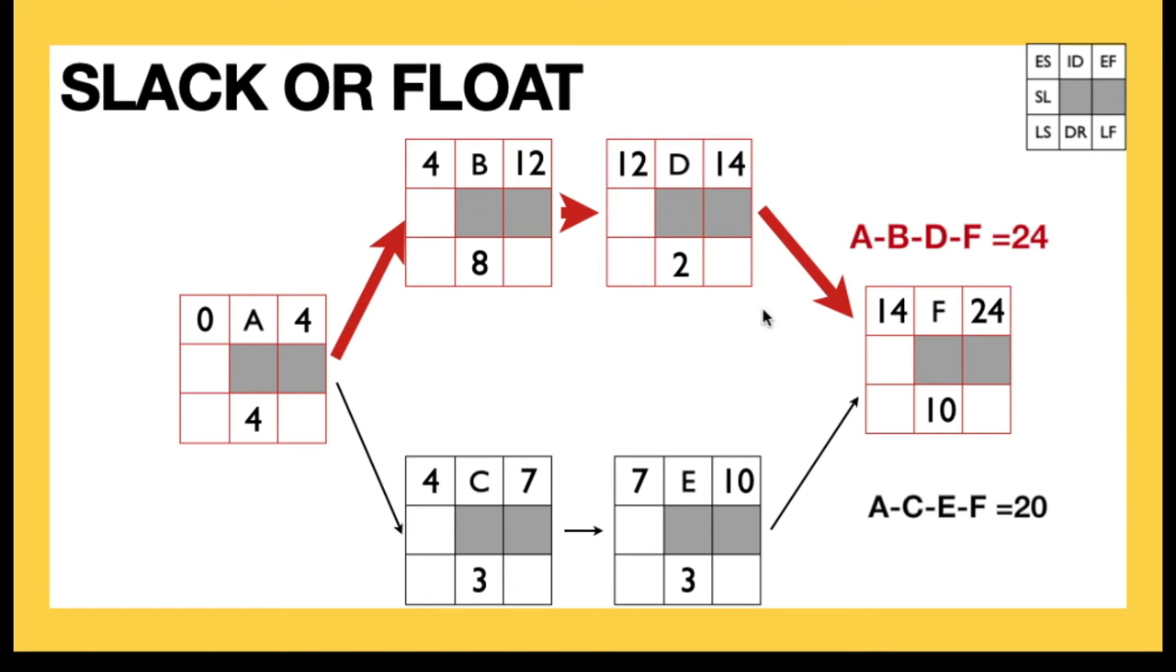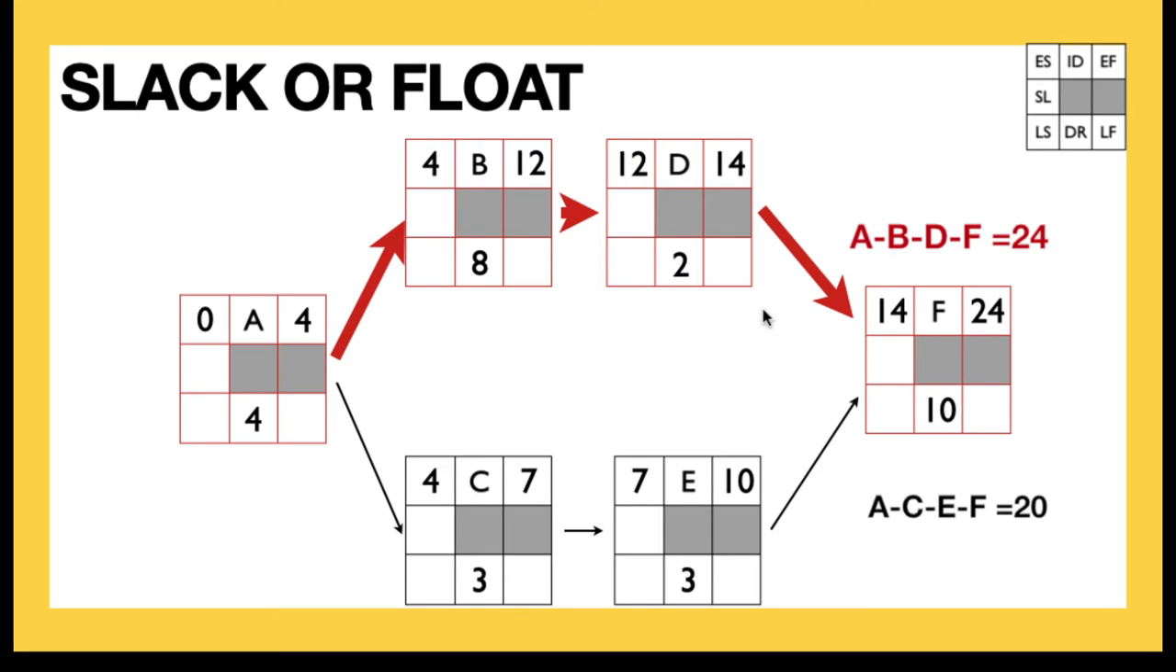So let's take a look at this from a very simple network diagram. We have a network with two paths, and you see here that A, B, D, and F, that represents the critical path, that is the longest path through the network, and it takes 24 days to move through the network in the longest path. However, if we're adding up all the durations between A, C, E, and F, then that's only 20 days. So we would consider that there has to be at least 4 days of slack or float in the path that is not critical here.